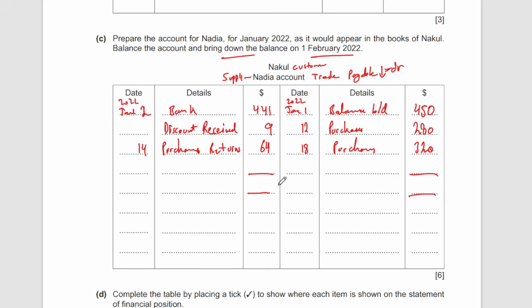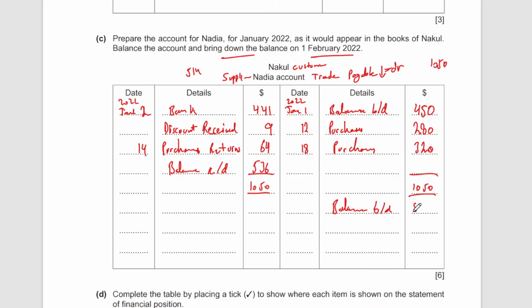450 plus 64 is 514. So this side is 514 and the other side is 450 plus 280 plus 320. That's 1050, 1050 goes there, 1050 goes there. On the smaller side, or basically the difference, 536 goes on the smaller side. Call that balance carried down. Balance carried down. And that's your balance brought down.